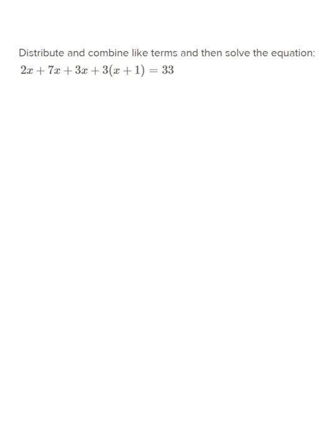Okay, here is our first example. The directions say to distribute and combine like terms and then solve the equation. So the first thing we need to do is distribute. And the place that we distribute is right here. We need to multiply x plus 1 times 3. When we do that, we get 3x plus 3.